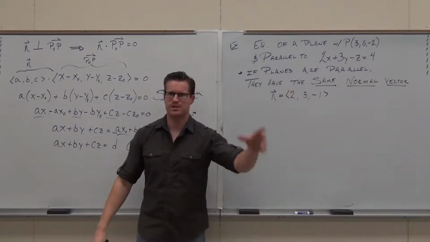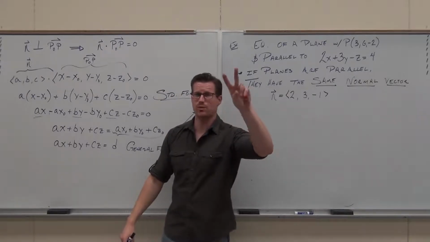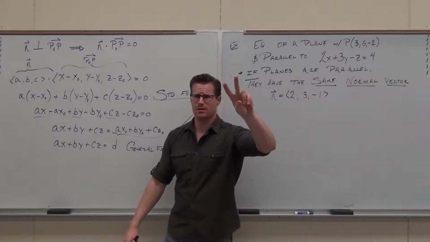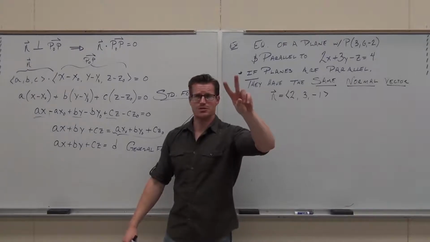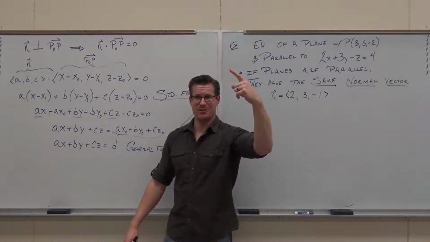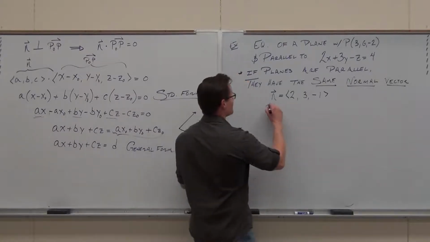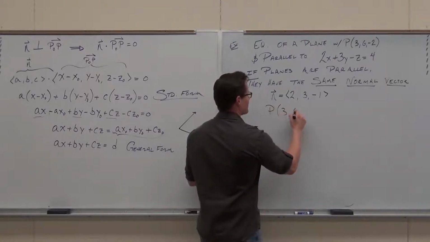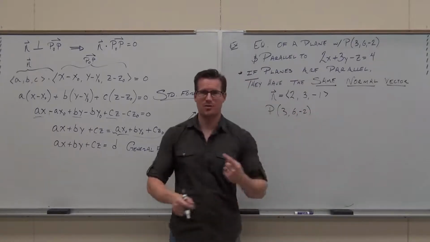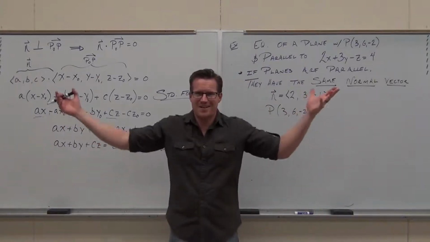Okay, let's try it again. A 20-second recap. There are two things you need to write the equation of a plane. What's one of those things? You have to have a point. Do we have a point? Do we have a normal vector? Yes. How did we find that normal vector?